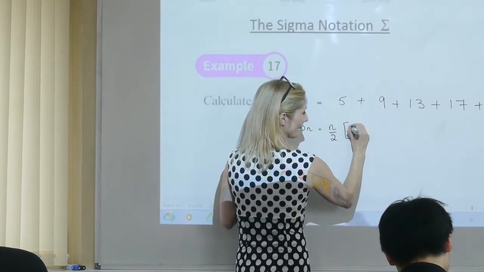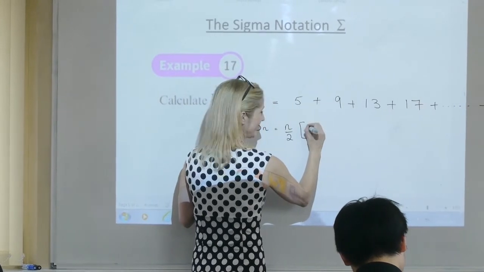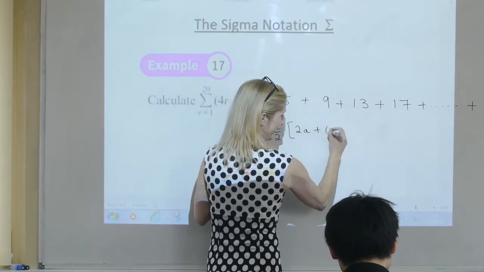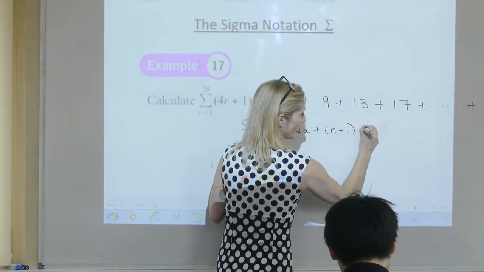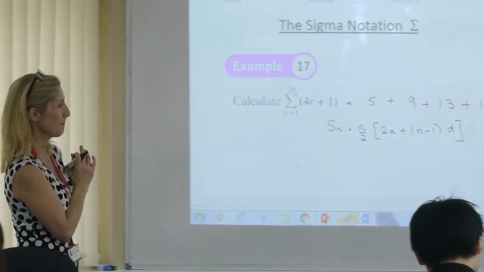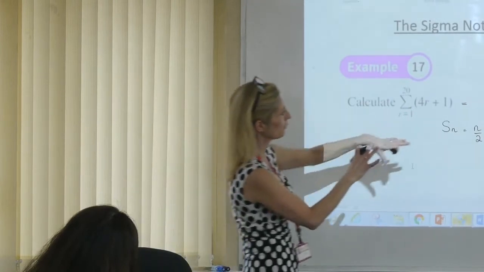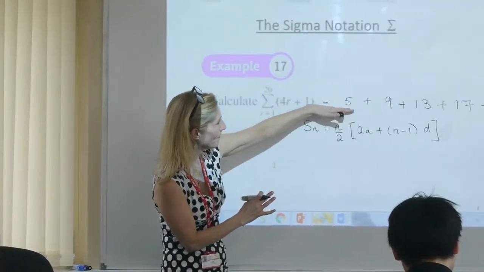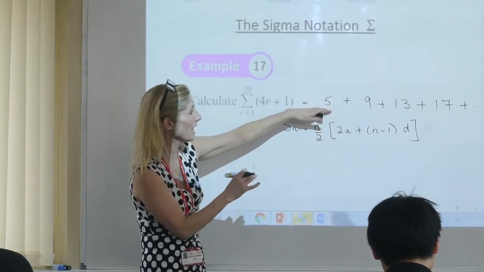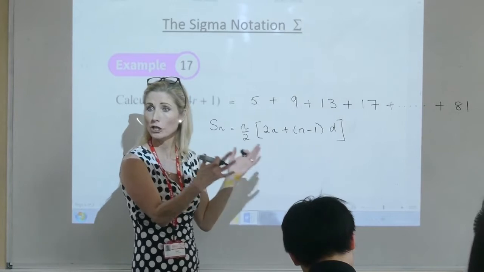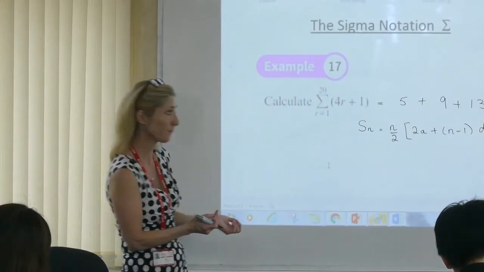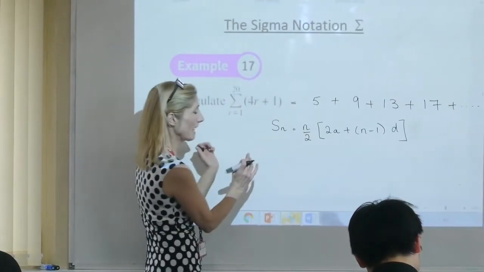Brackets, 2a, yeah. 2a. Good. N minus 1. Good. Multiplied by d. Good, well remembered. Okay, so that's your sum of the AP. So what you do, once you've got your sum of the AP remembered, then you take from the sequence your value of the a, you take your value of the d, and you have a look to see how many terms you were looking at. Okay, so let's get that information.